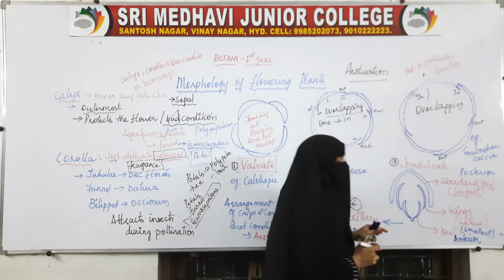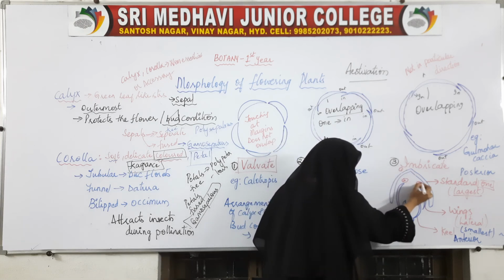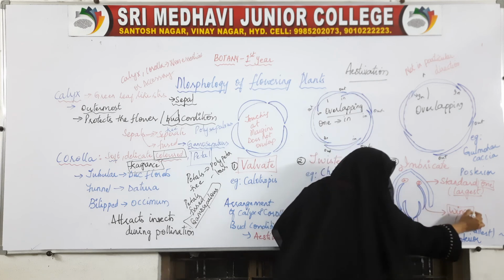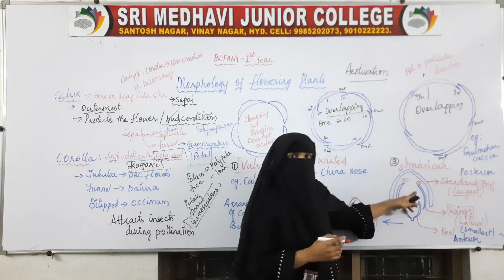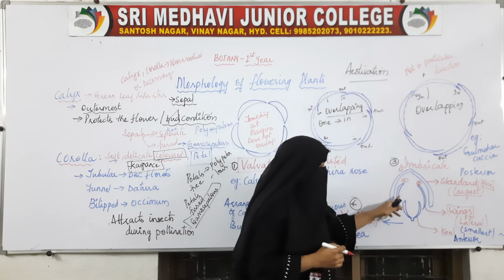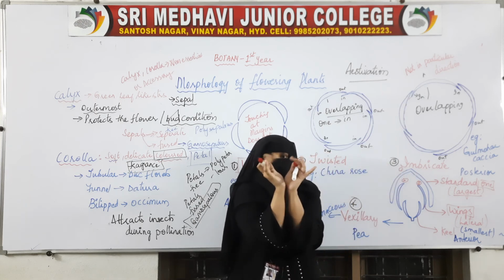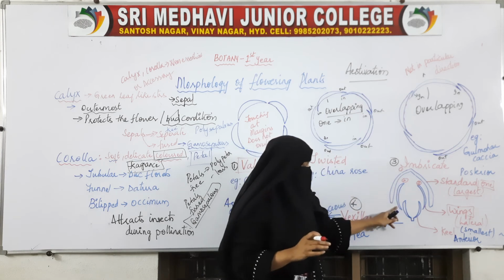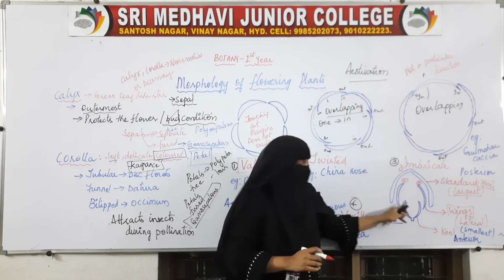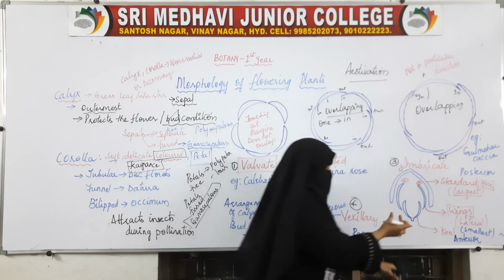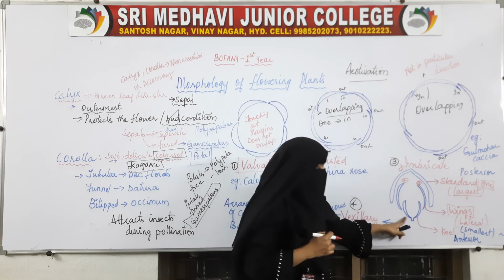These 2 are called the wings. This is the first one, this is second, this is third. The second and third are called wings. They are lateral. These 2 are overlapped by the standard petal. This is the standard petal, and inside are 2 petals. This whole is overlapping this one, and these lateral petals are overlapping the other 2 petals, which are the smallest ones.